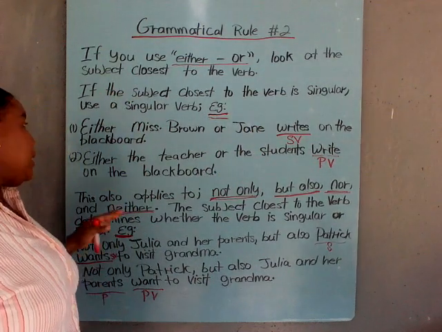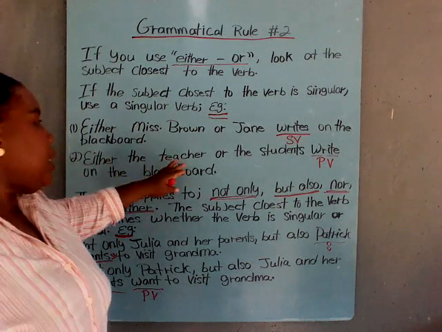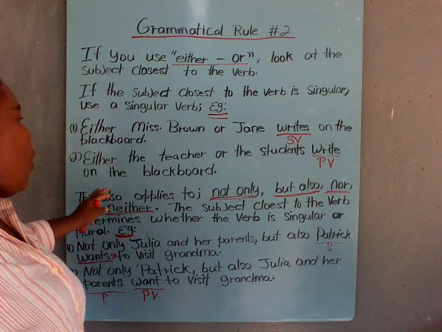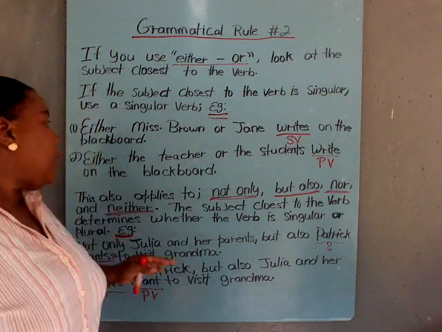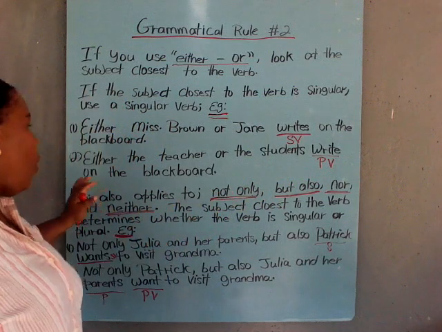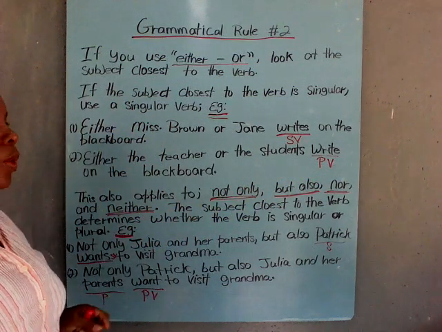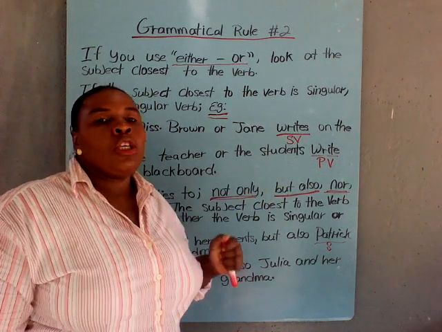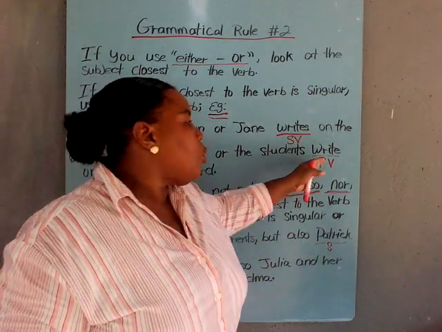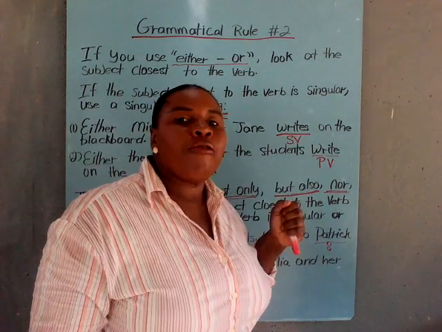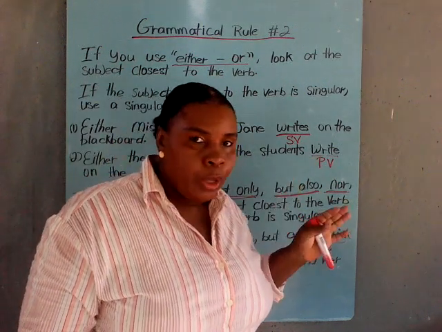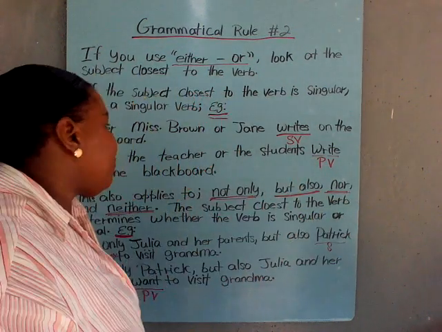The next sentence says, either the teacher or the students write on the blackboard. In this case, students is plural. So we're going to be using a plural verb. I have written PV for plural verb.